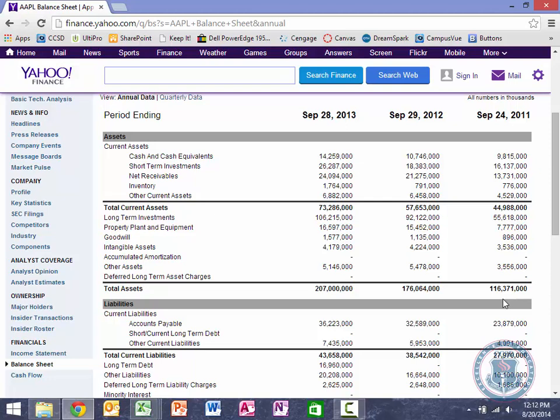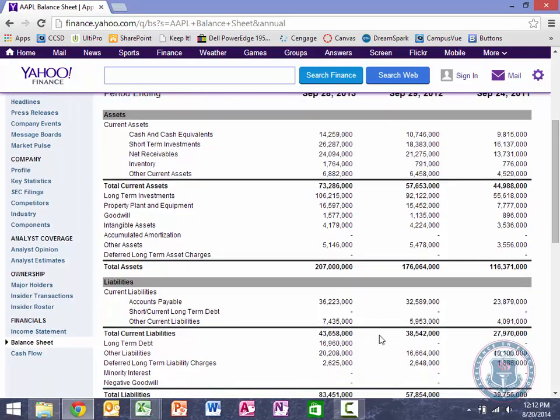What's intangible? Intangibles are patents, trademarks, copyrights, anything that they have like that you can't touch. Goodwill is another one that we use. We'll get into that in like chapter 20. But that's not goodwill the company.